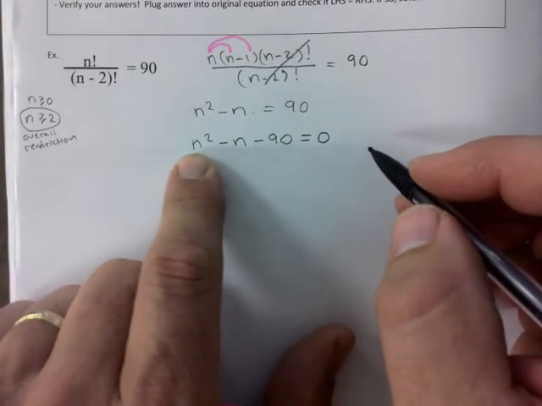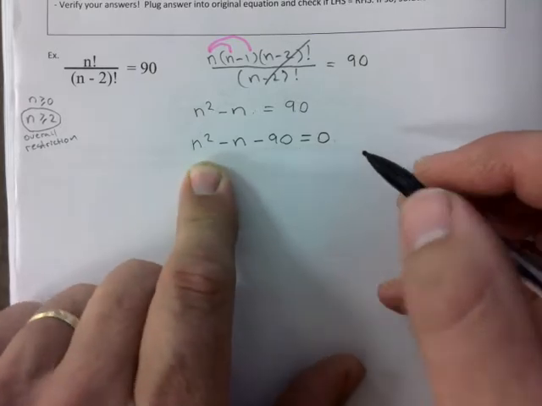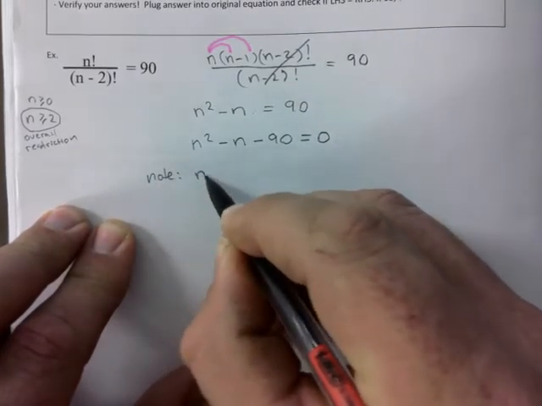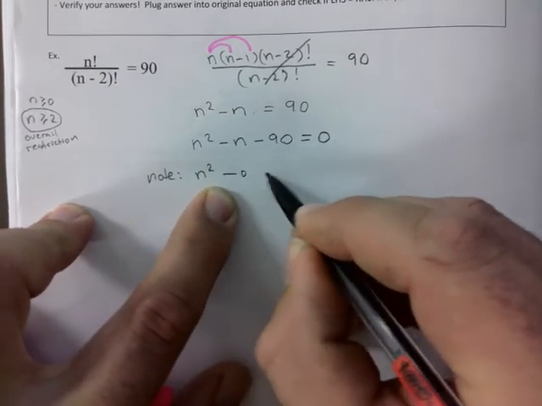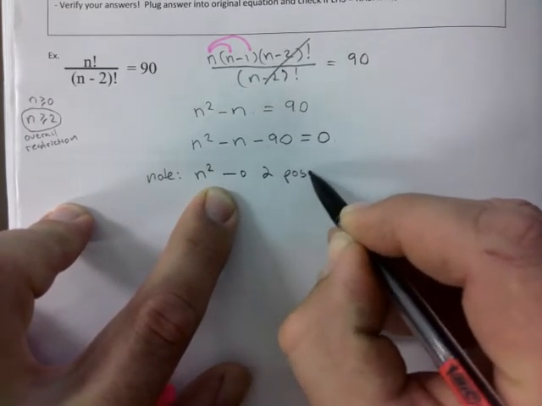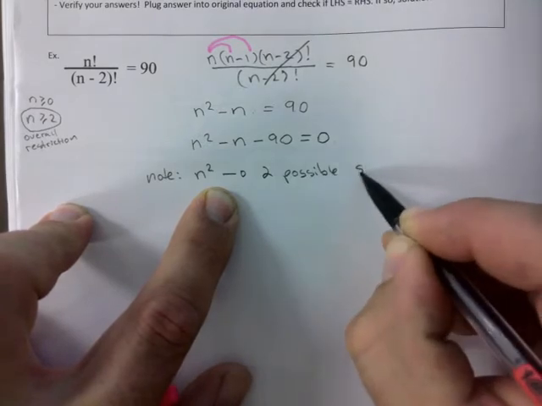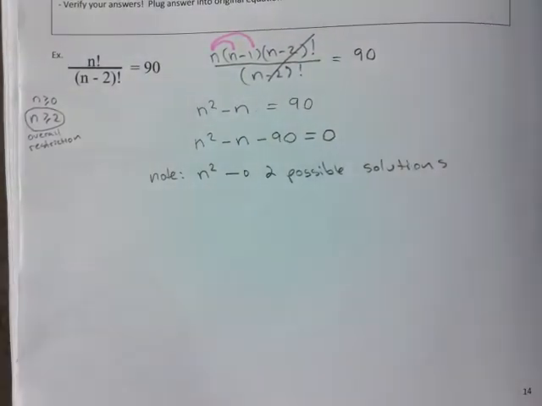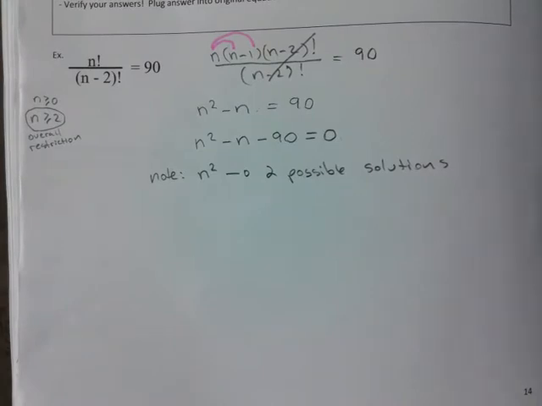And then once you get to that point, okay, note n squared, right, means 2 possible solutions. Okay. What did I say there? 2 solutions or 2 possible solutions? I said 2 possible solutions. Keep that in mind.